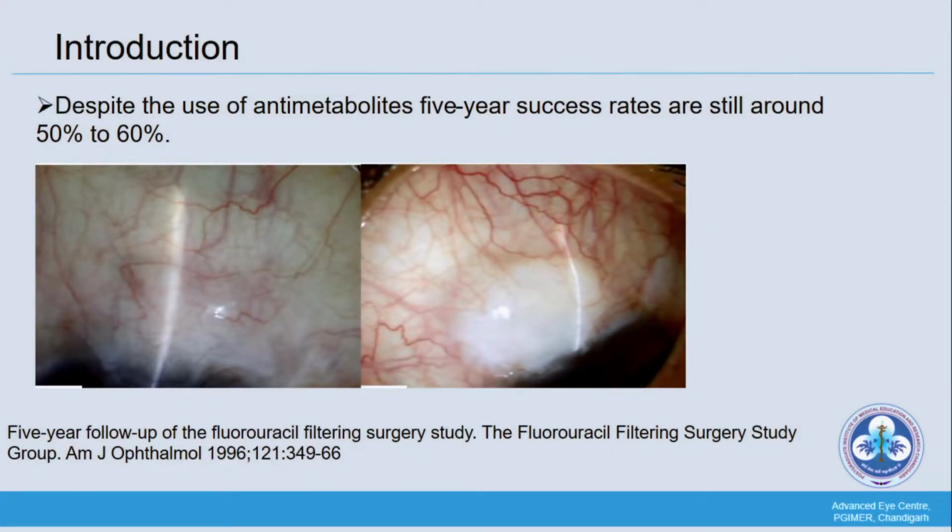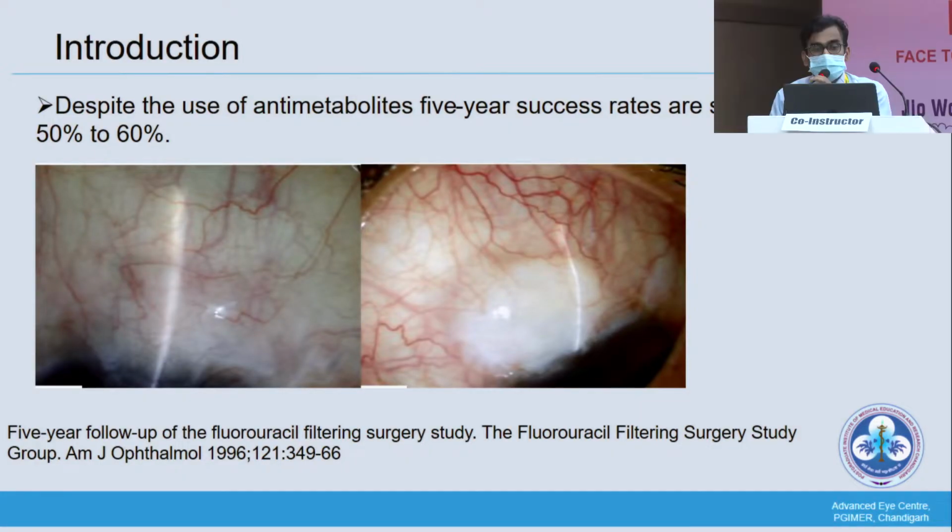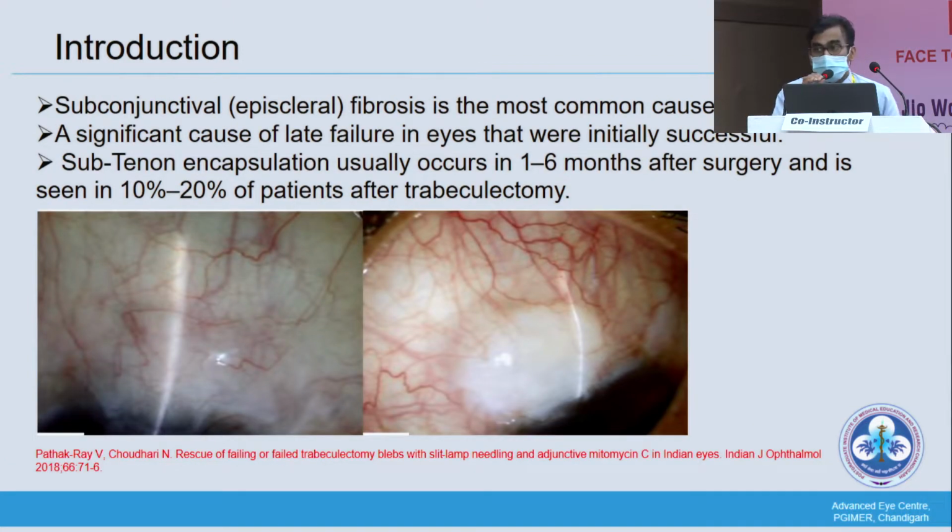I'll be discussing about bleb needling. Even with the best hand, the 5-year success rate of trab is still around 50 to 60%, and the most common cause of failure of the bleb is subconjunctival fibrosis. Subtenon encapsulation, that is encystment, can happen in 10 to 20% of patients after trabeculectomy.